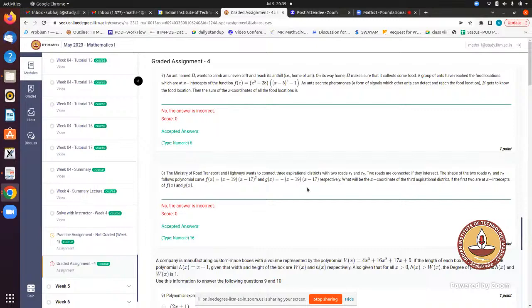Put f(x) equal to g(x), nothing else, and solve the equation. Correct? That will give where the two curves meet, right? That means f(x) equals g(x). At those points the curves will meet, so you will get an equation with respect to x. Then solve the equation. That is basically what we have asked, nothing else.